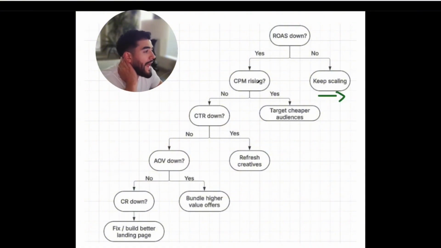If it is down, ask yourself, is the CPM rising? Well, what is the CPM? The CPM is simply the cost to place your Facebook ad on their interface, right? Per 1,000 impression cost. So how expensive is it to place your ads in front of 1,000 people? Usually, if this is a yes, right? Let's say you're a yes.